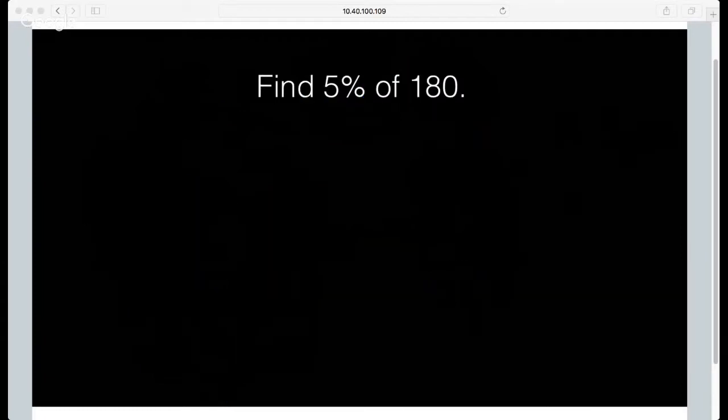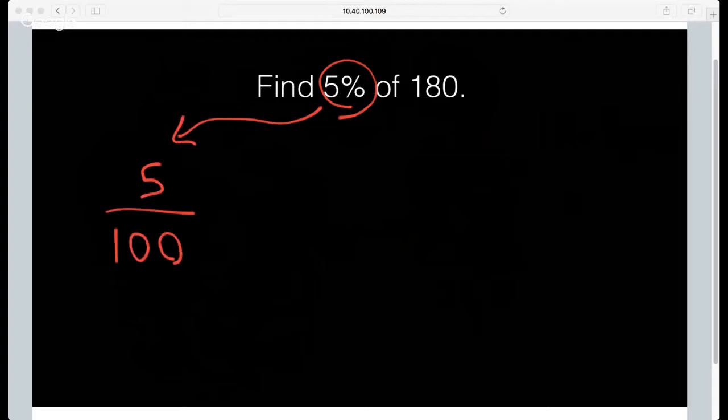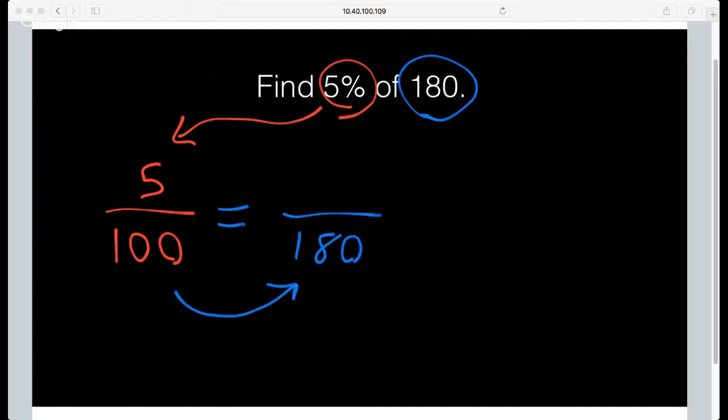Let's try another. 5% of 180. So 5% is the part. The whole of any percent is 100. And 180 is the total, because we're trying to find 5% of 180. So now we have to ask ourselves, how do we go from 100 to 180? Well, in this case, it is just a simple multiplication, because if we multiplied 100 by 1, that'd be 100. But we don't want 100, we want 180.